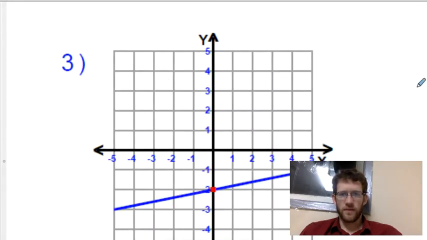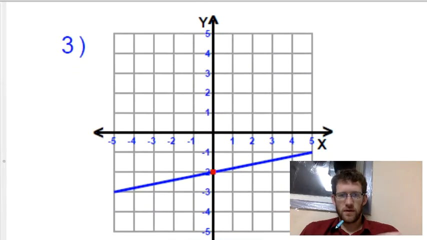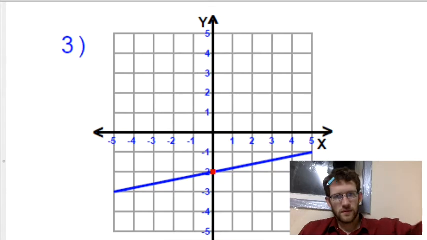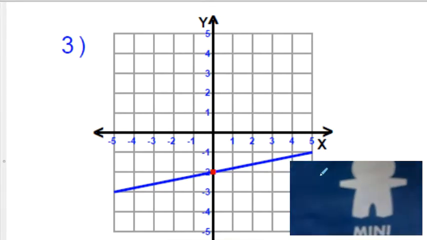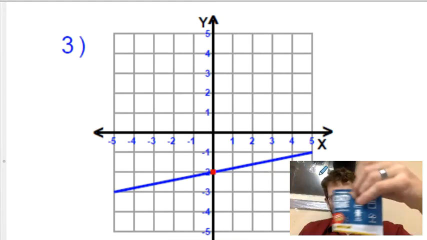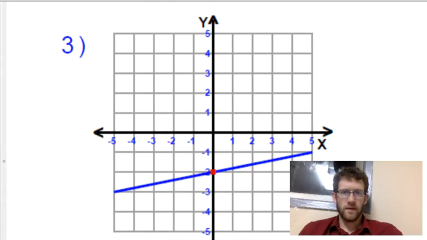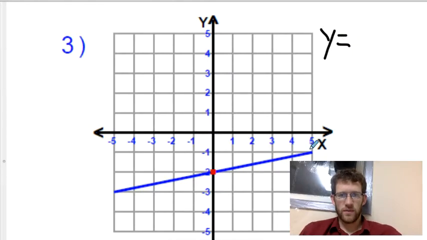Okay, I'll do a few more here. See if you can do this one. Pause. Okay, for this one, again, we can do y equals the slope. I'll pick this point here. So the slope is the rise of 1, the run of 5. So 1 over 5x minus 2.